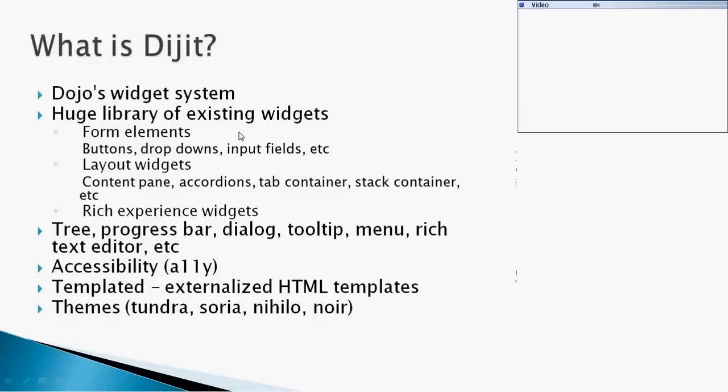Okay. So Dojo itself comes with all these widgets like form elements, buttons, drop downs, input fields, and layout widgets. Some examples are content pane, accordion, tab container, stack container, and some other rich experience widgets like tree, progress bar, dialog, tooltip, menu, rich text editor, etc.